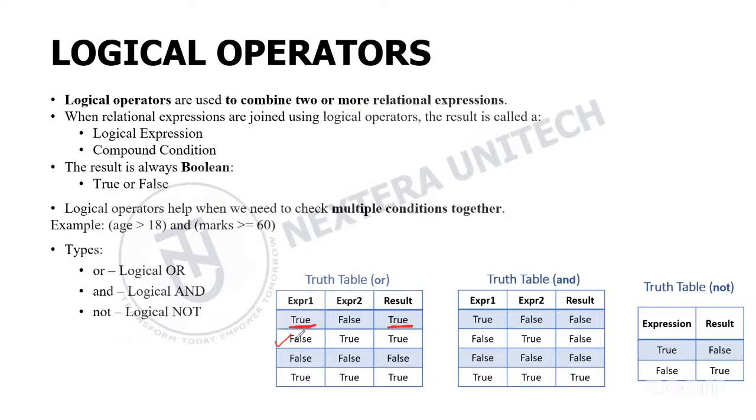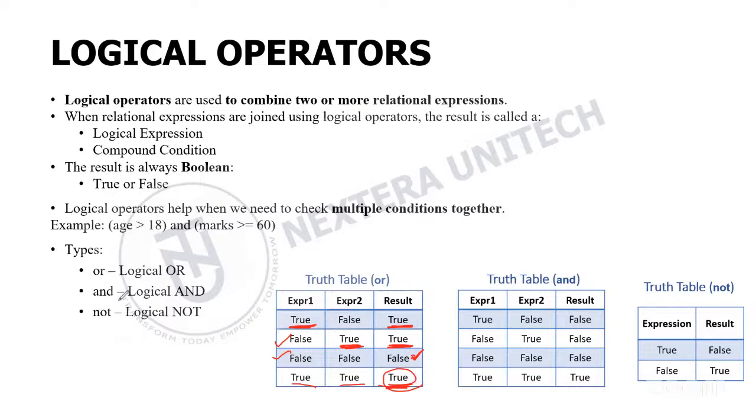And if you check the second one, at least one is true. So the expression is true. That is why we'll get a result true. And when you come to the third case, that is both are false. So at least one is true means we'll get the output true, right? So here we have both false. So that is why the main output result will also be a false value. And here if you see both are true, even if at least one is true, we'll get a true. Here both are true, so we'll get the output as true.